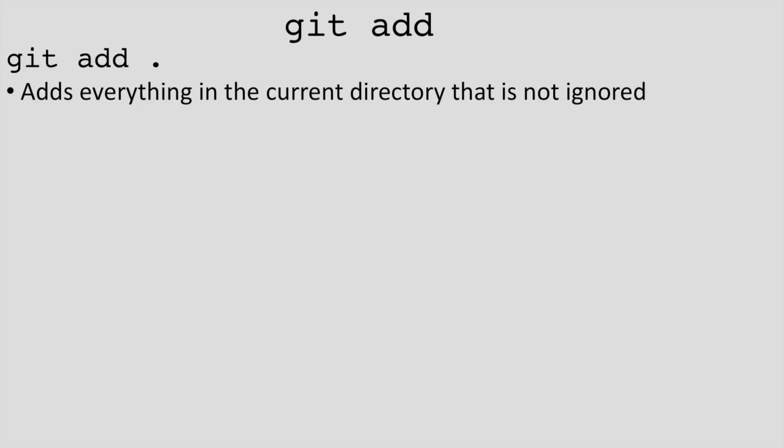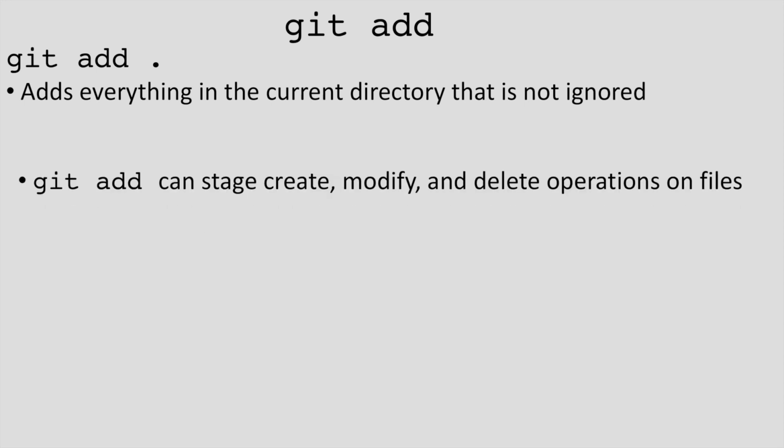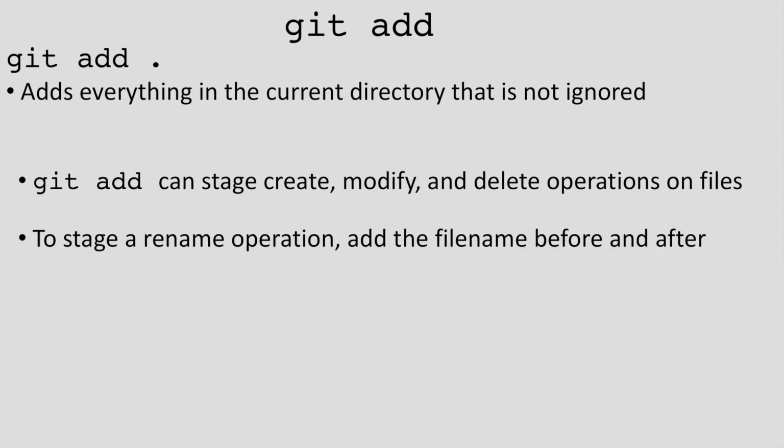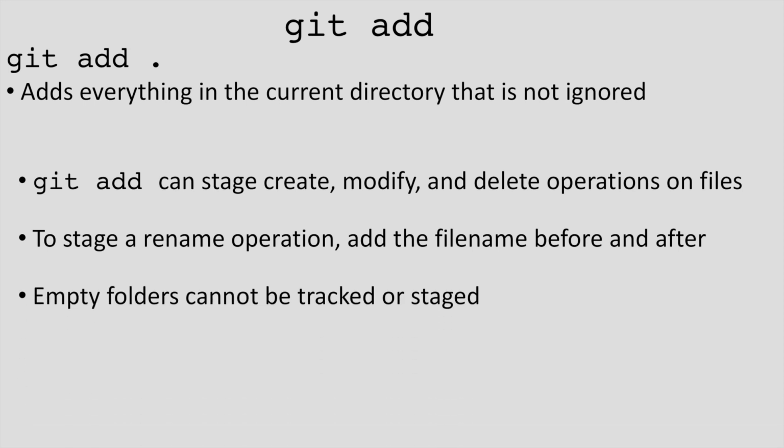But there's more. Git add dot adds everything in the current directory that is not ignored, including previously untracked files. While the name add implies create, git add can stage create, modify, and delete operations on files. To stage a rename operation, add the file name before and the file name after. Empty folders are ignored by Git. They cannot be tracked or staged.